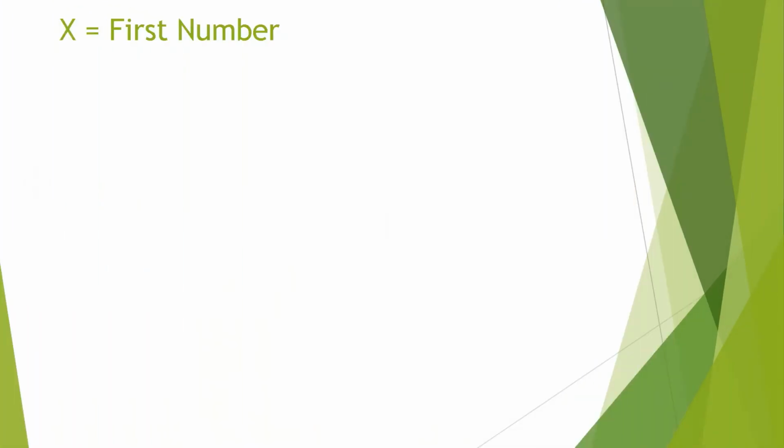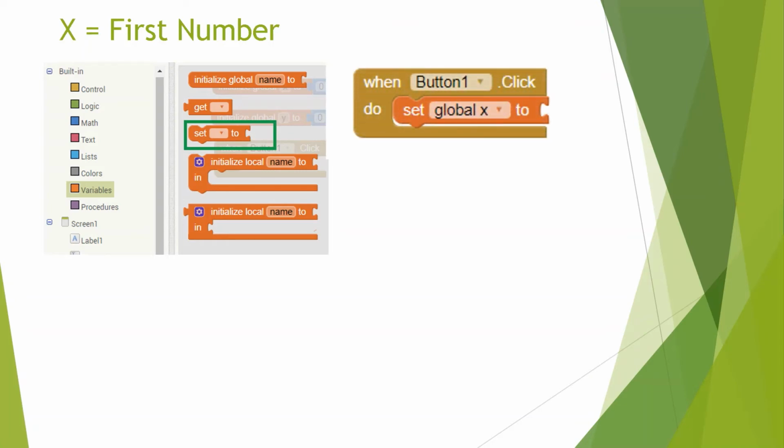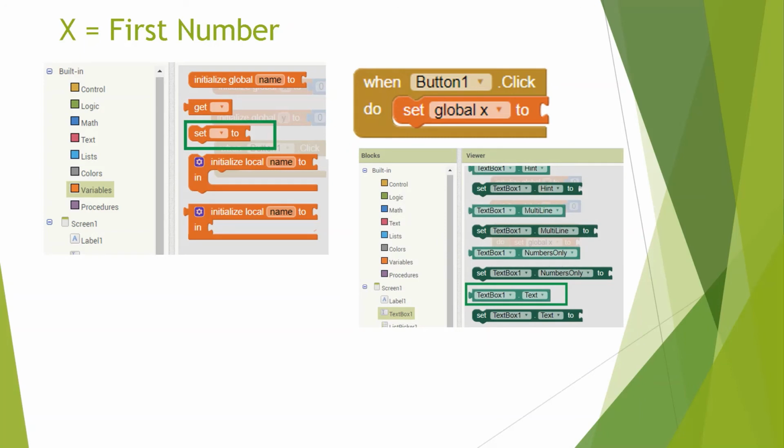Now, we need to read first number input from text box. From left side Blocks, select Variables, then select Set Variable. Choose X in Set Variable drop down. Drag Set X to into button 1.Click event. Now, we need to get the text box input value. From left side Blocks select text box 1, then select text box 1.Text. Drag it as value for set X value.